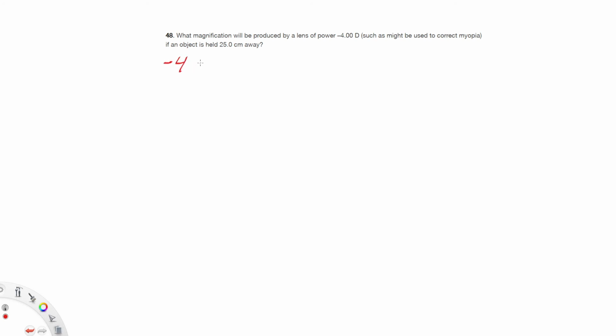So -4 diopters of a prescription means that the focal length of your lens is -1/4 meter. And even though we're not asked about it, that means that the radius of curvature of your lens is 1/2 a meter if you had spherical lenses.